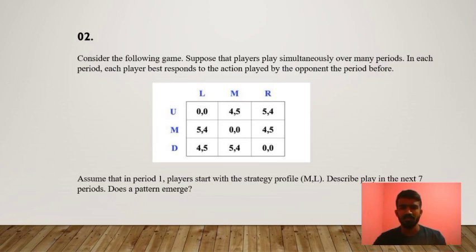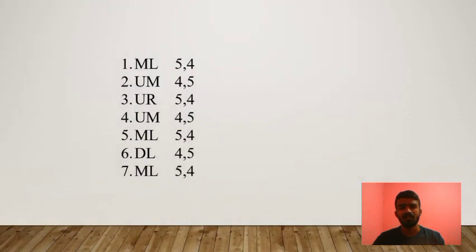If we talk about this game, the question asks, does a pattern emerge? We can say yes, we have provided this answer for the question. According to the answer that we have provided, we can identify a certain pattern. If it has started from ML and ended up with ML, and also if we do this again and again, we can get the same answer again and again. Therefore, we can say there is a pattern.